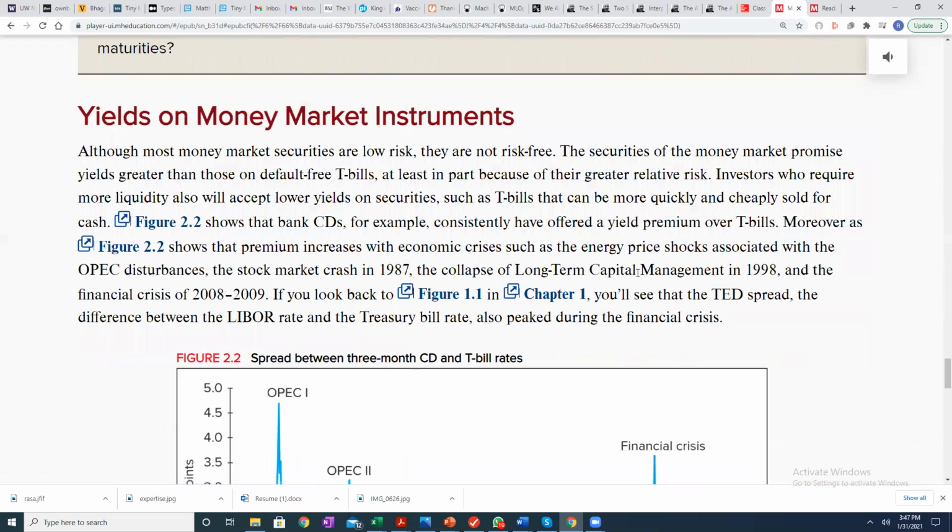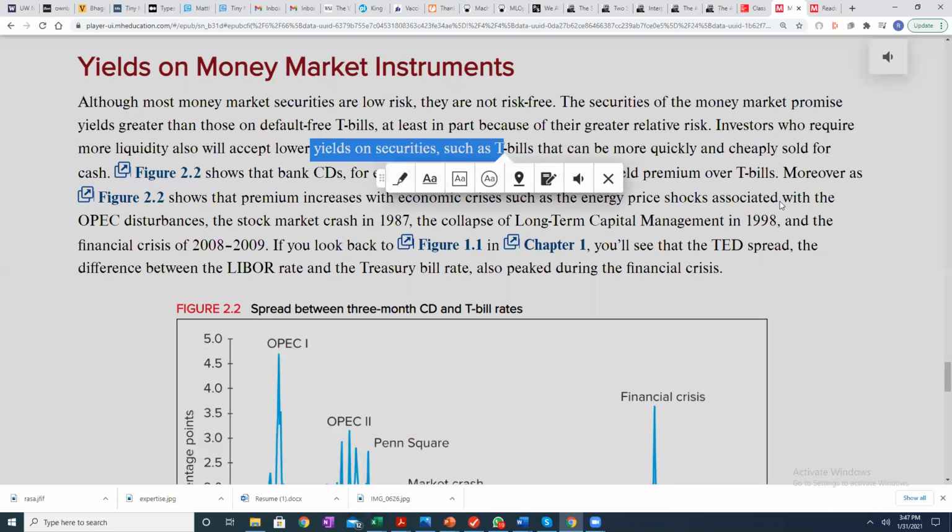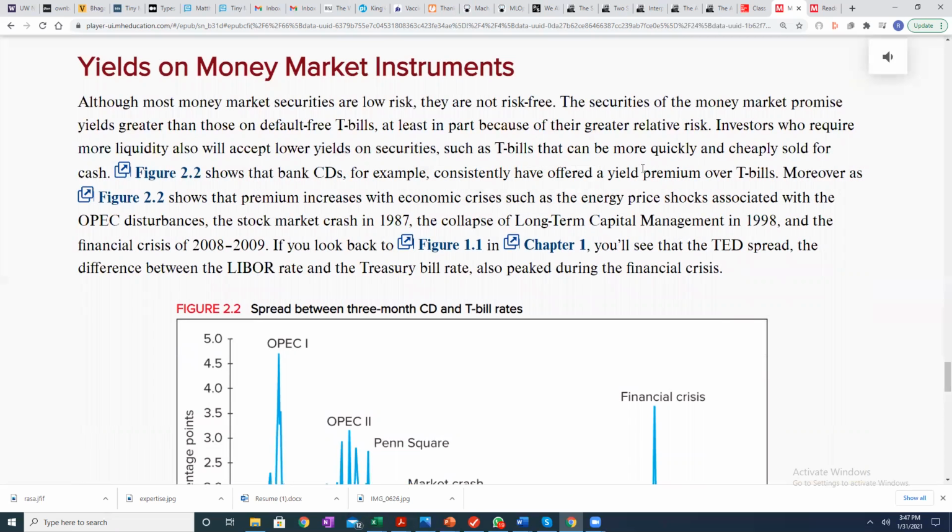So, on yields on money market instruments, although most money market securities are low risk, they are not risk-free. Securities of the money market promise yields greater than those of default-free T-bills, at least in part because of their greater relative risk. Investors who require more liquidity will accept lower yields on securities such as T-bills, which can be more quickly and cheaply sold for cash.